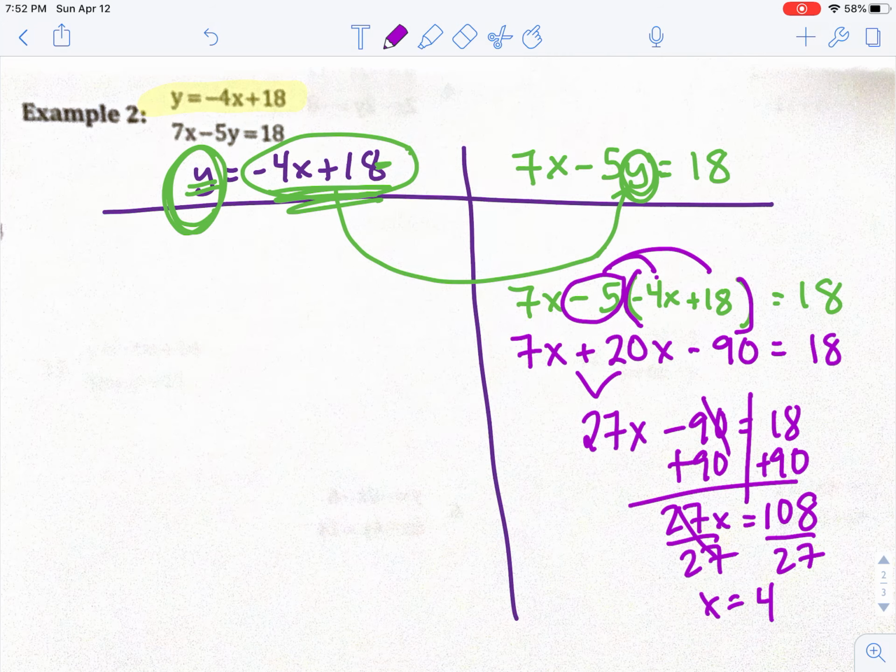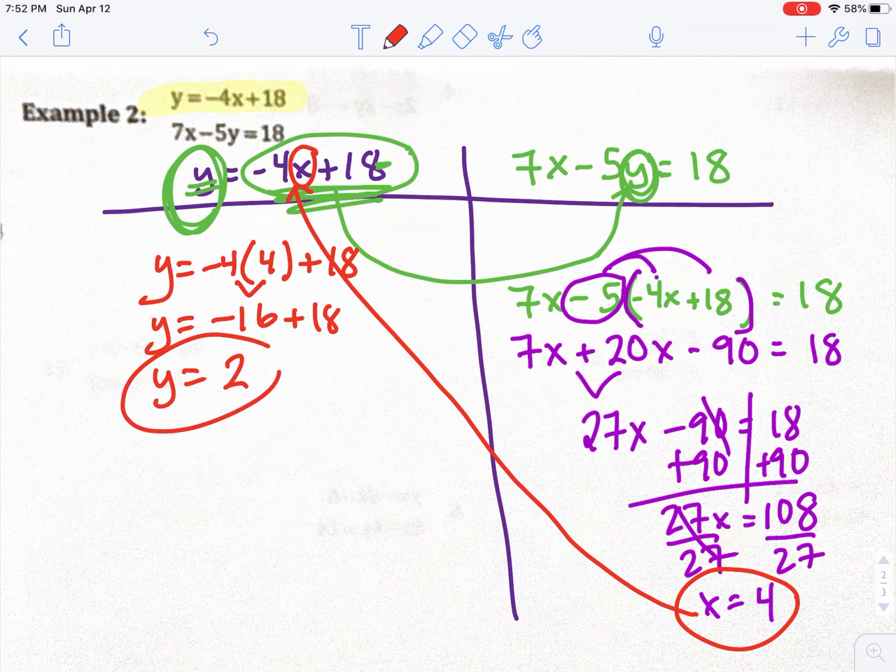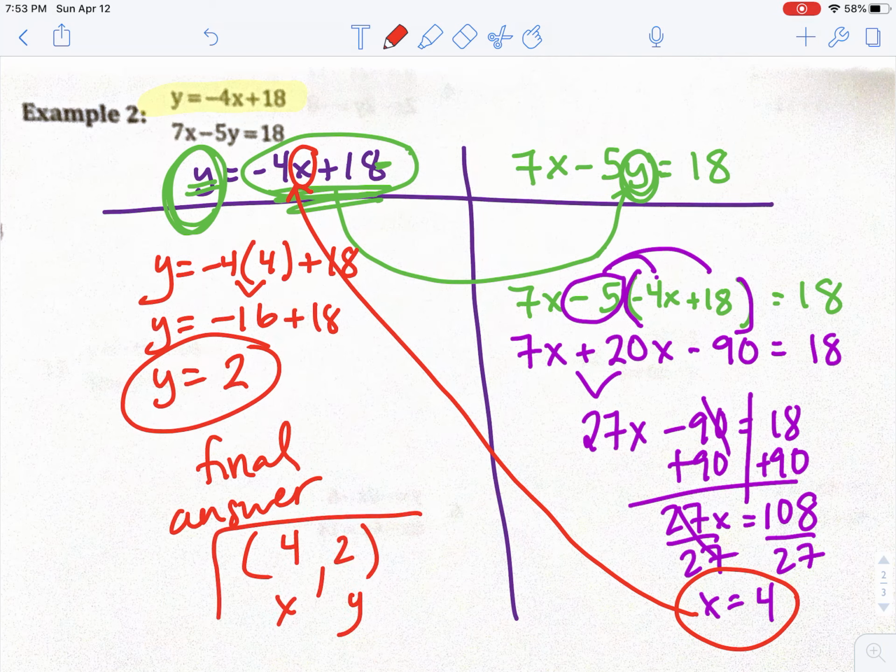Okay, so now once I have x, I can take it and I can substitute it back in. Again, this is why it's called substitution, because we keep doing all this subbing in. And it's equal for x, so I sub it in for x. So now I'll have y equals negative 4 times 4 plus 18. Okay, and again, use your calculators and work this out. So y equals 2. Final answer, don't forget, we got to write it as an ordered pair. X comma y. X goes first, y goes second. Answer is 4 comma 2.